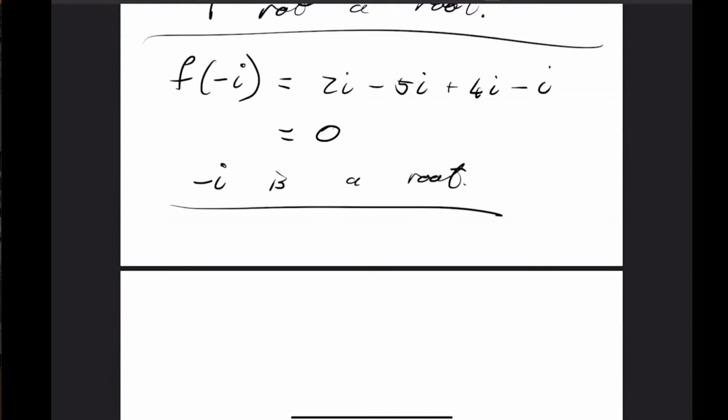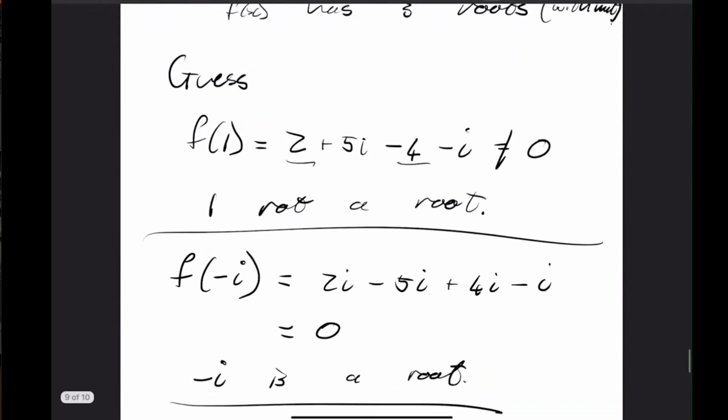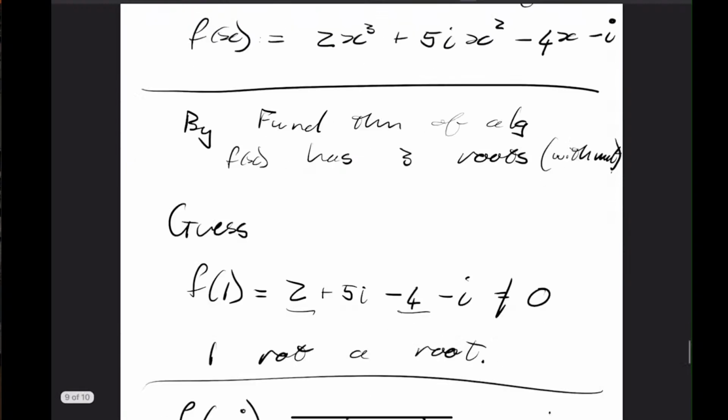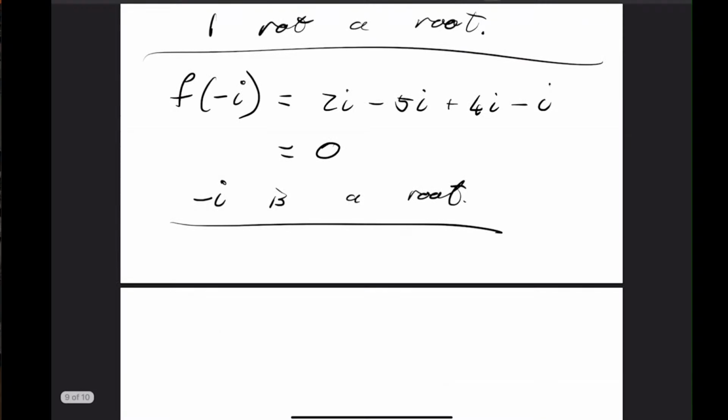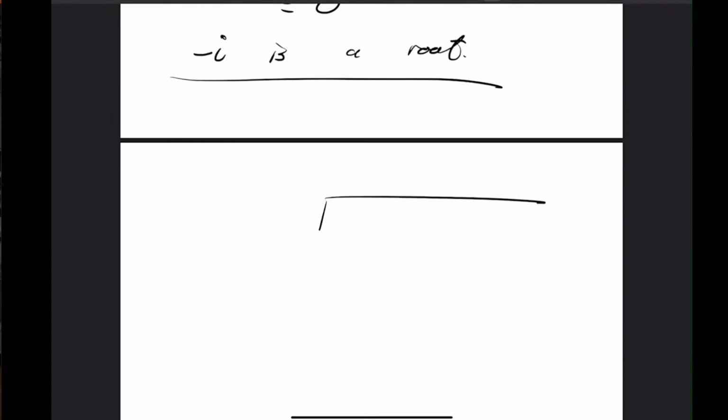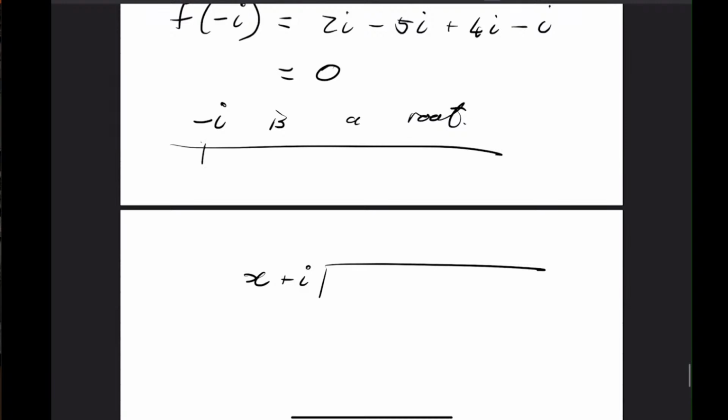And now we have to fight the temptation to say that i is also a root. We cannot say that i is a root because our polynomial does not have all real coefficients. So we're not allowed to say that i is a root. So, okay, what are we going to do? We're going to divide by x plus i, the linear factor that corresponds to the root minus i.